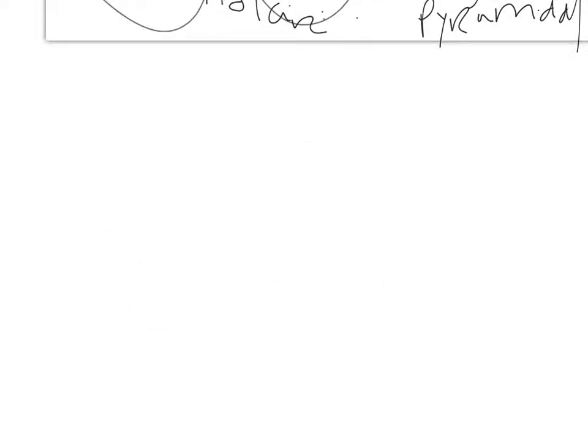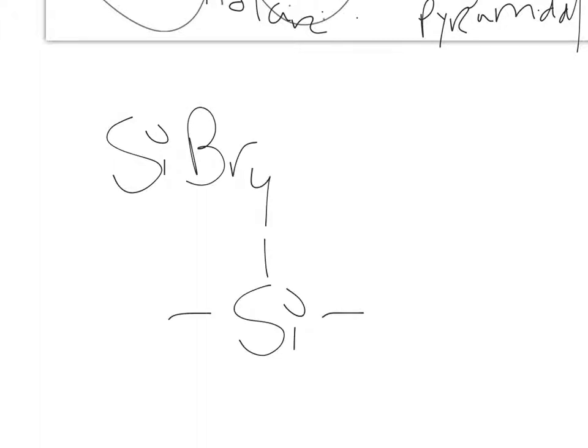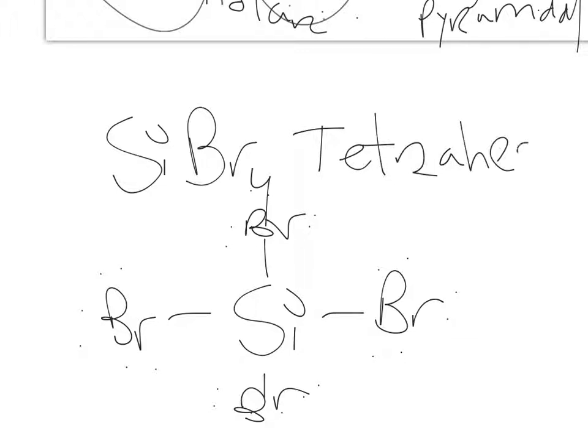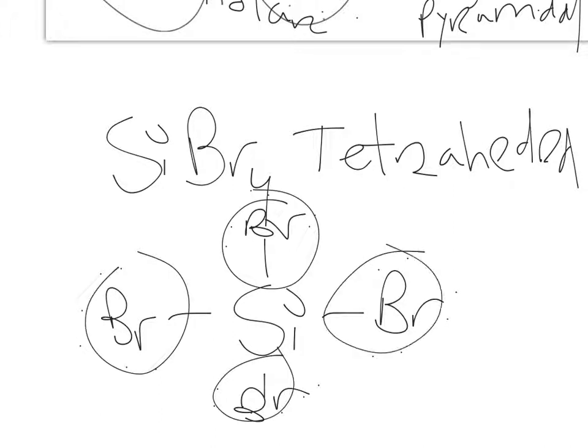Let's move to the last one, SiBr4. Central atom is silicon, and we put the bromines. And we notice that this molecule is tetrahedral, and also is a molecule where all the substituents around the central atom are the same, so this molecule is non-polar.